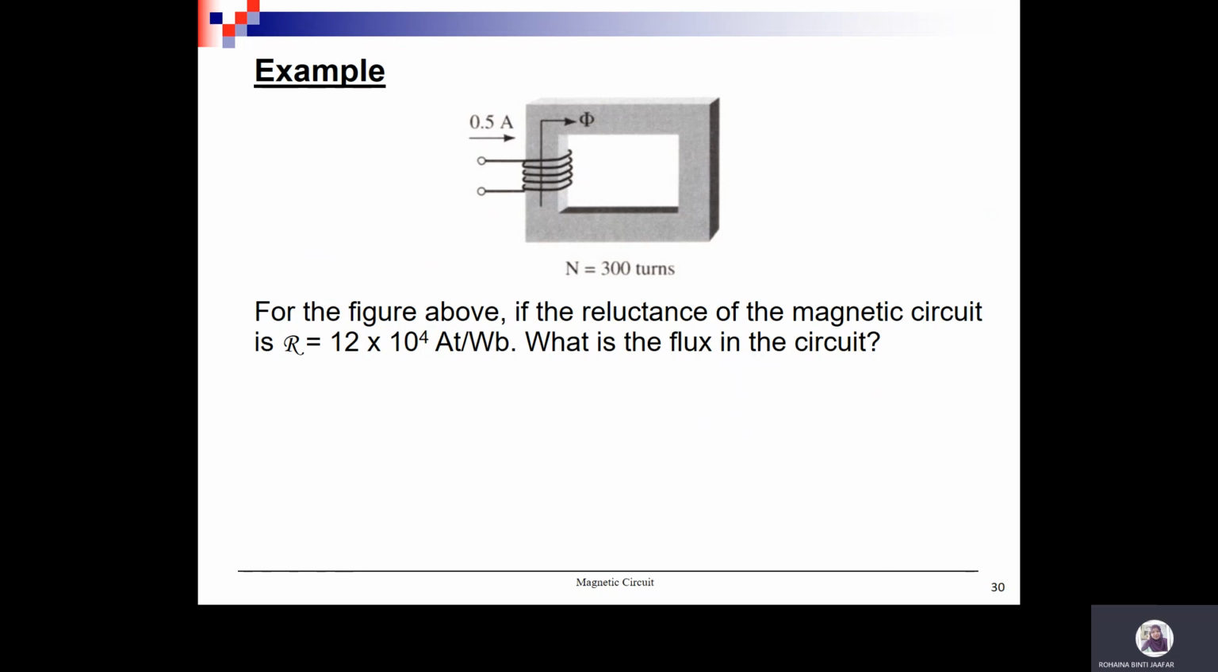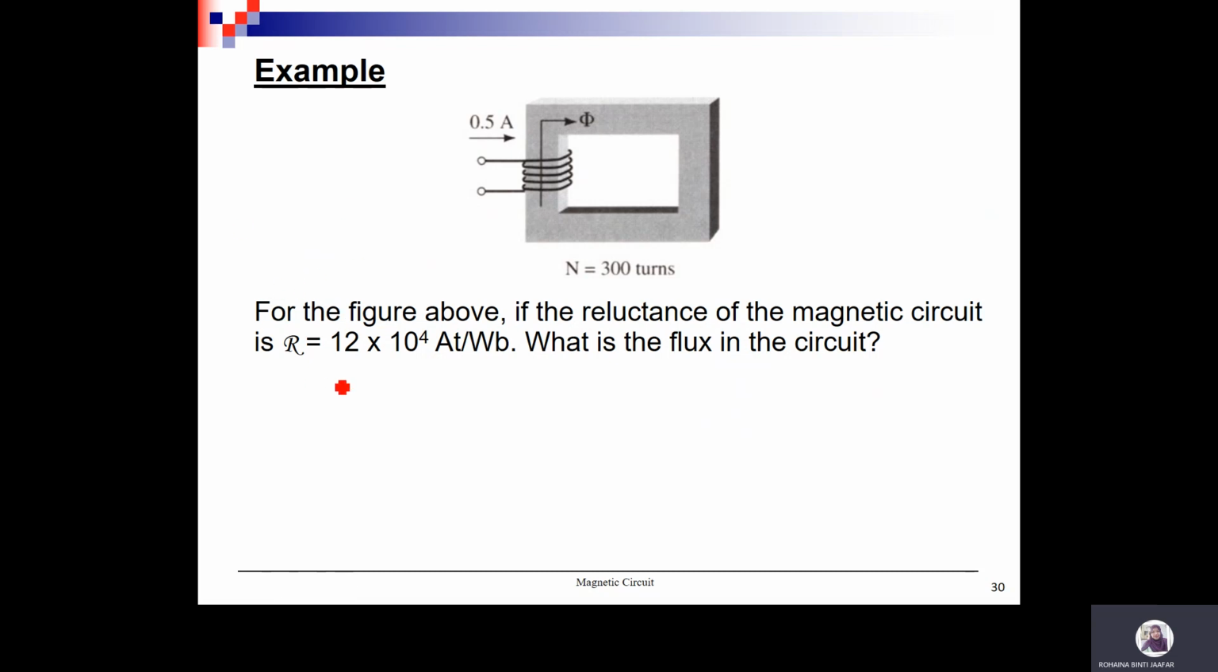Okay, so this is an example of simple circuit analysis of a magnetic circuit. For the figure above, if the reluctance of the magnetic circuit R is equal to 12 times 10 power of 4, what is the flux in the circuit?